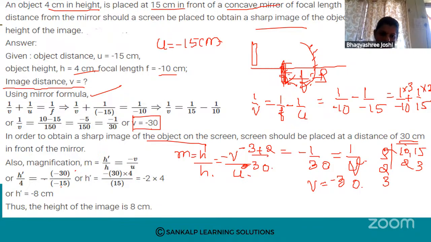Right. Now, minus into minus, it is plus, but it is minus. So minus 30 into 4 divided by 15. Now 15 ones are 15, twos are 30. Right, minus 2 into 4, this is minus 8. Thus the height of the image is 8 centimeters. So the image is also formed on the left side, therefore it is negative, and the height of the image is 8 centimeter.